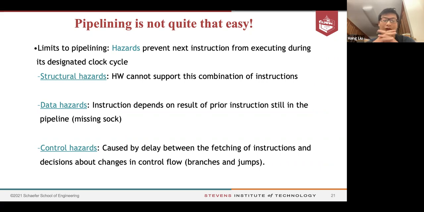So we have to wait until the prior instruction is finished and gets a result to us, right? Control hazards are also very, very popular. They are caused by the delay between the fetch of an instruction and the decision about the change in control logic. For instance, we always assume using the PC as an address to access the instruction, but a lot of times, maybe we use a branch instruction, and the PC might change, right?